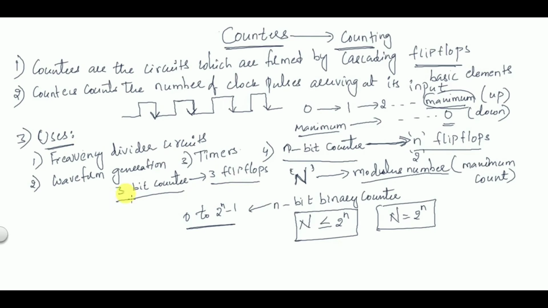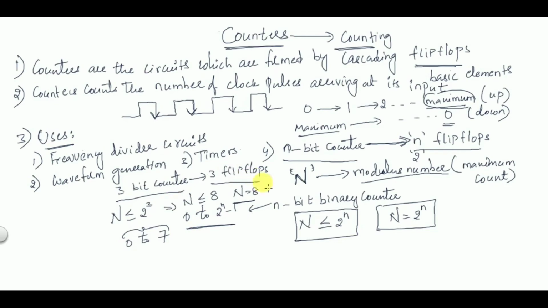When you are using a 3-bit counter, its modulus number should always be less than or equal to 2 power 3, so less than or equal to 8. The maximum modulus number is 8. That means it will count from 0 to 7, totally 8 counts.